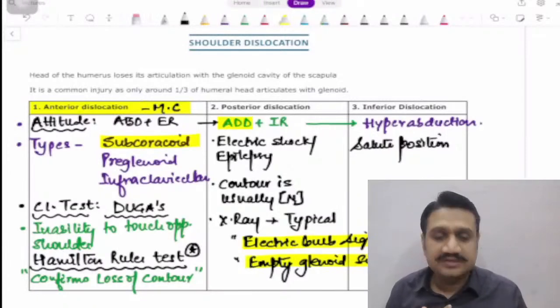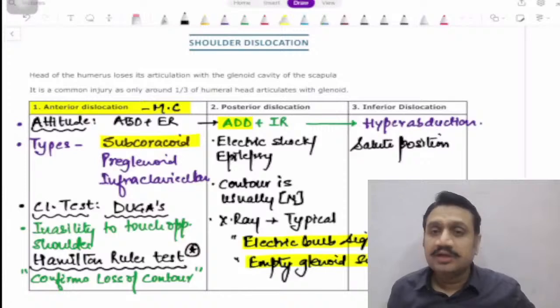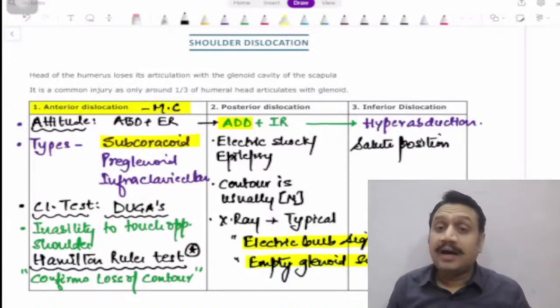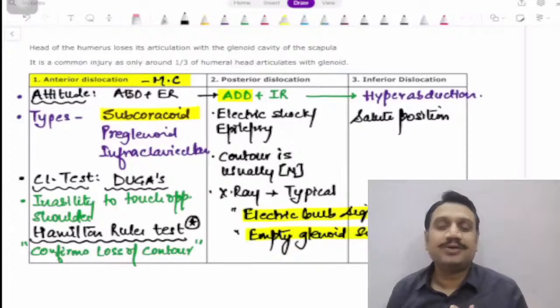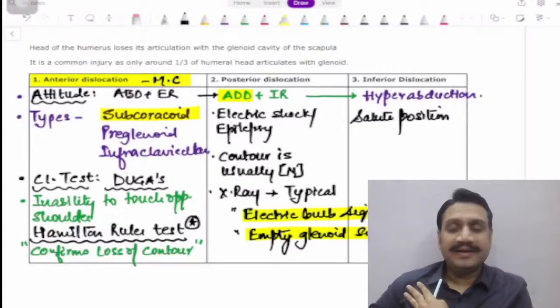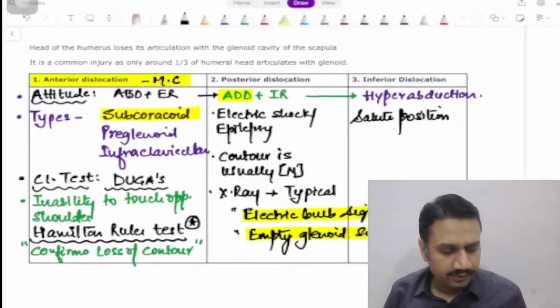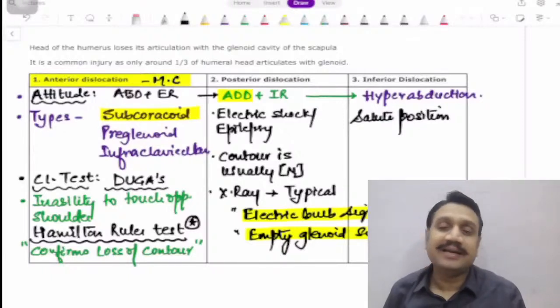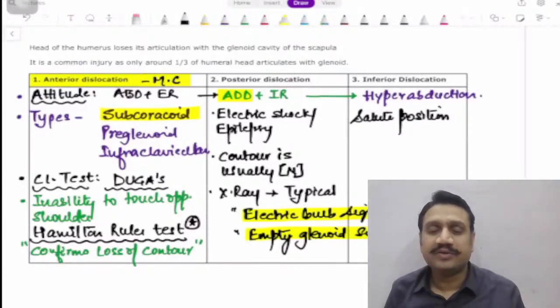It is always and always the anterior one. In the anterior, I want you to remember 4 important points. Number 1, how any dislocation happens. In anterior dislocation, the attitude has to be when the person is trying to externally rotate his shoulder. Then only the head can come out. So it has to be abduction and external rotation.